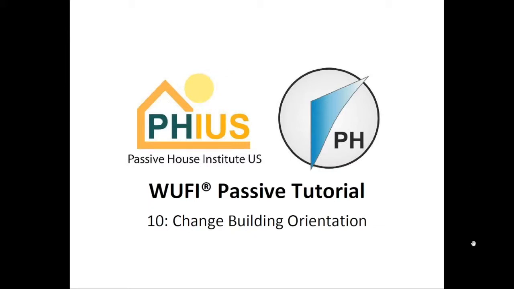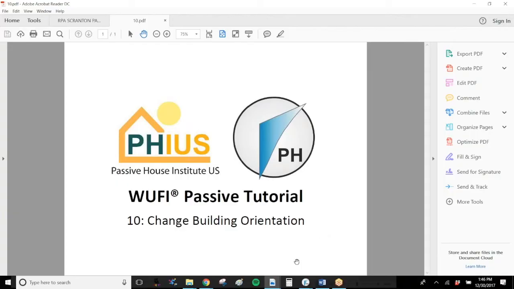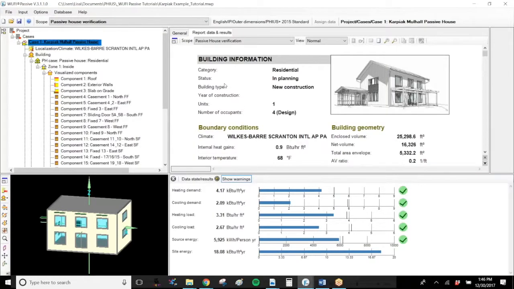This is a tutorial on changing the building orientation in WUFI Passive. In your project, you will have 3D geometry in the bottom left-hand screen. You can import this either from SketchUp, GBXML file, or you can create it using the building wizard.